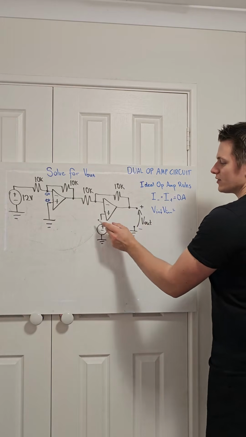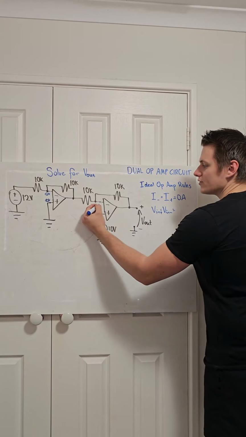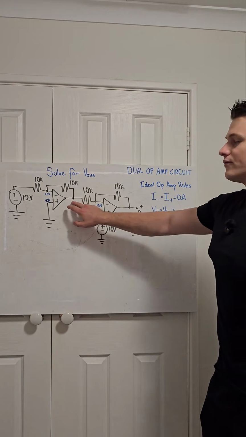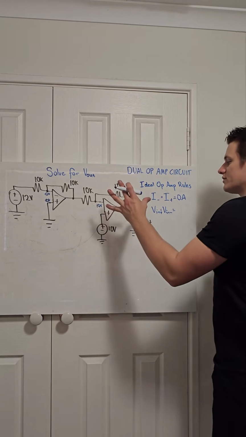On the second op amp, this one's connected to 10 volts. So the inverting input is also going to be 10 volts. To solve this question, we should first start with the first half and we'll solve for the output of the first operational amplifier. Then we can use that to solve for the output voltage.